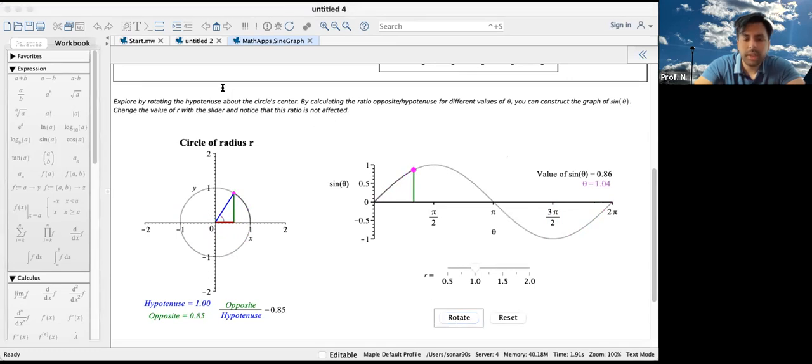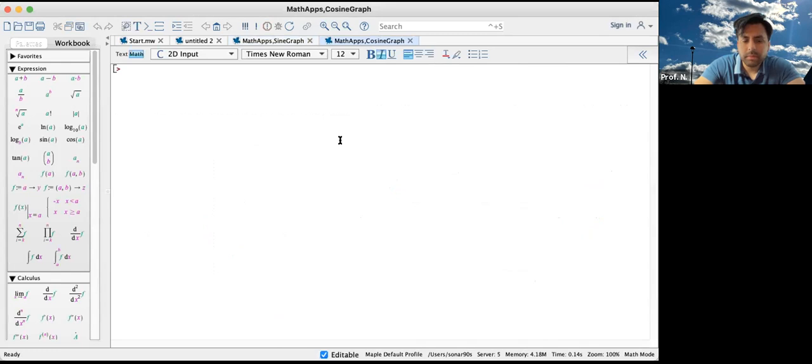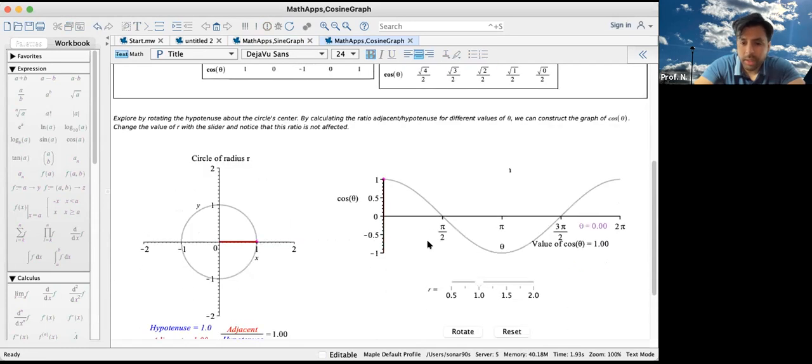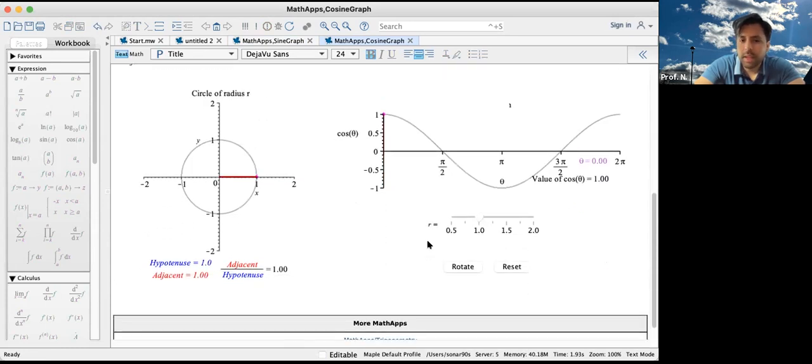And then you also have cosine. And again, cosine is adjacent over hypotenuse. And again, we have the same values for the angles, right? From 0, pi over 6, pi over 4, pi over 3. And so in this case, I'm not looking at the y values anymore. I'm looking at the x values. So obviously the x value here at 0 degrees is 1.